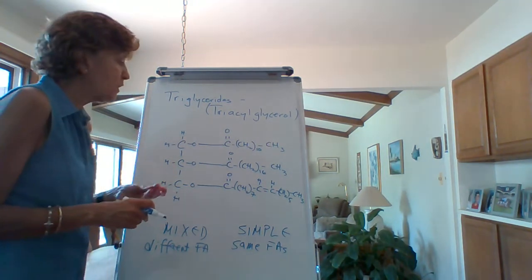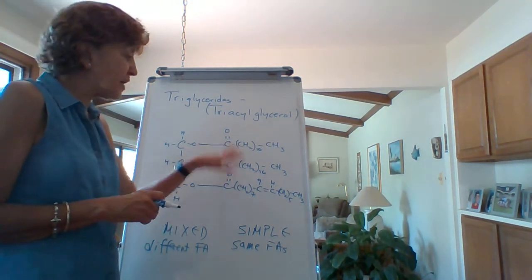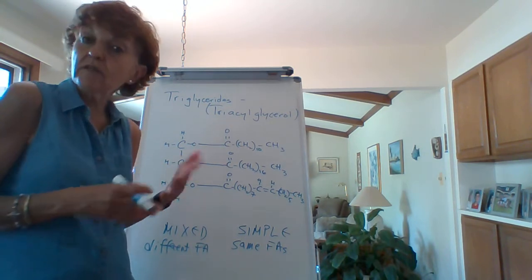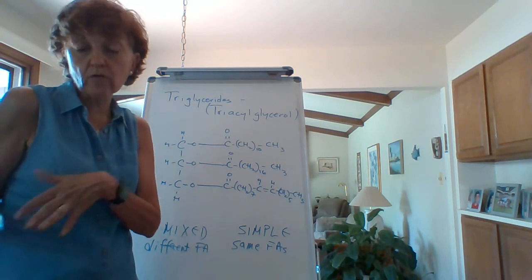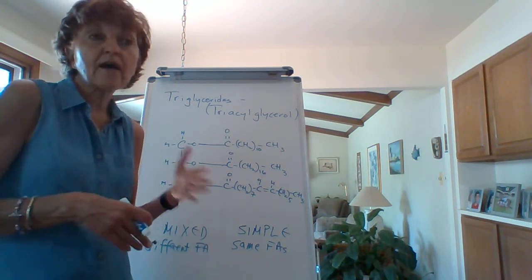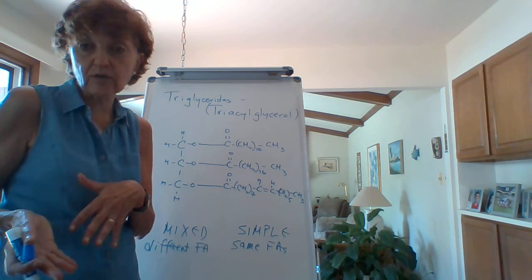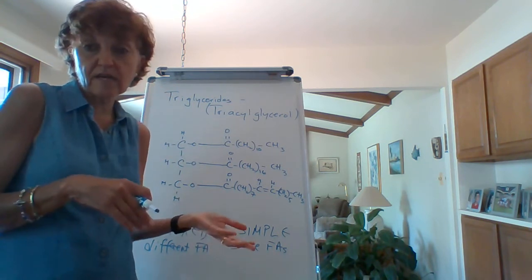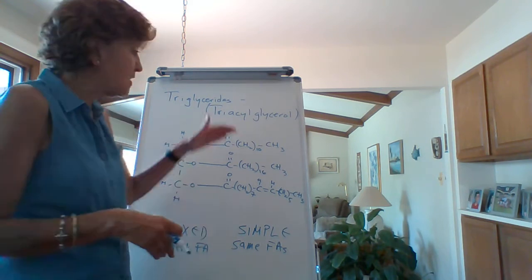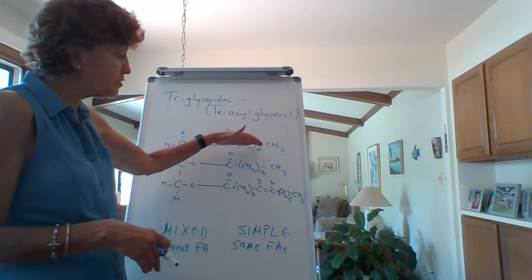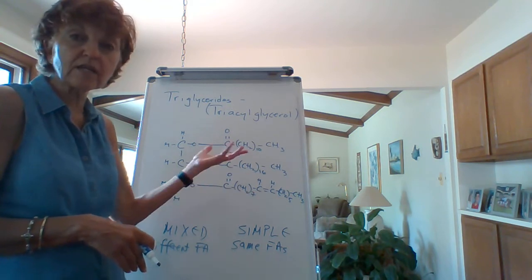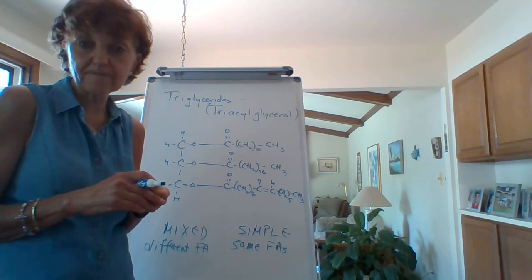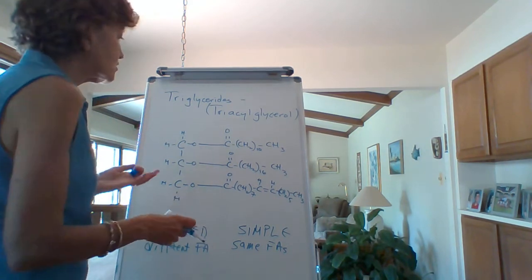All right, quick question here. Do you expect to find this triglyceride in a solid fat or a liquid oil? Remember, liquid oils have more unsaturated than saturated. Solid fats have more saturated than unsaturated. You find both types, but since over here you've got 2 saturated and 1 unsaturated, probably this would be found in a solid fat. Okay? All right, so that's a triglyceride.